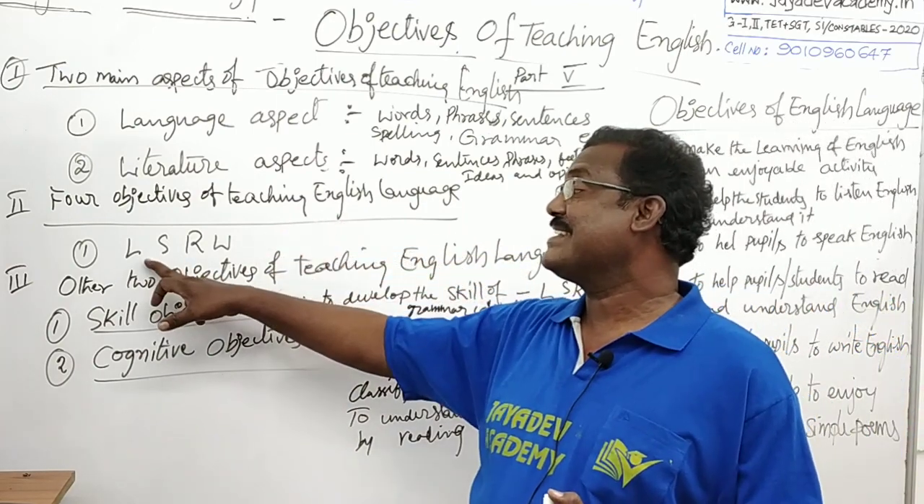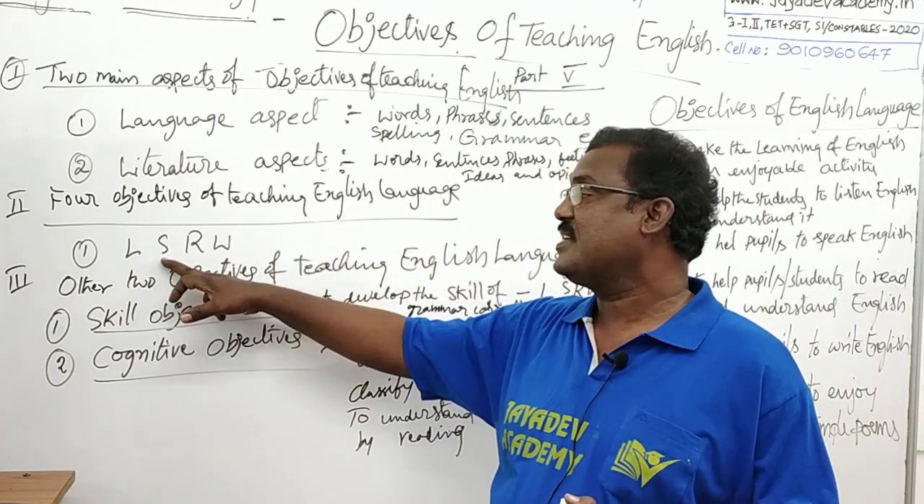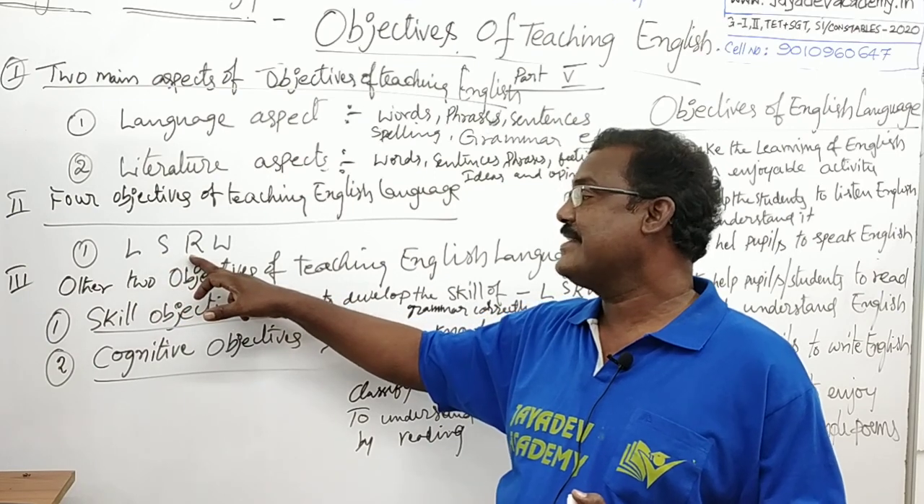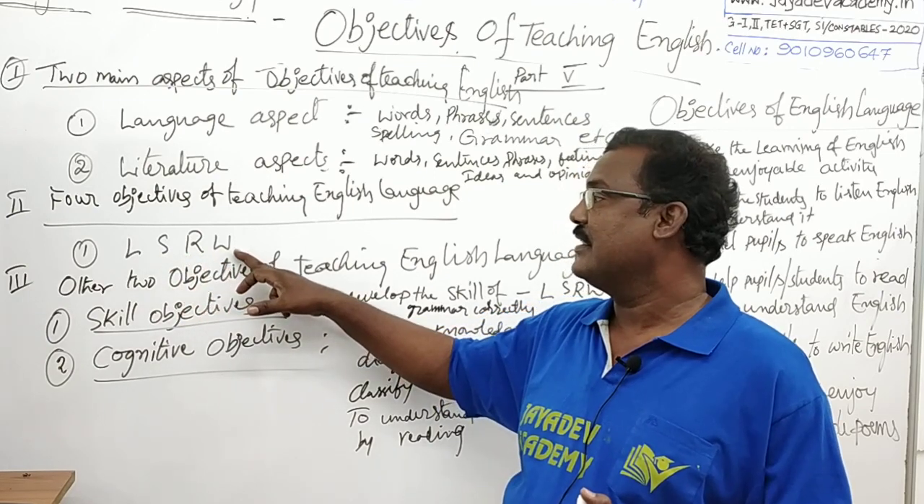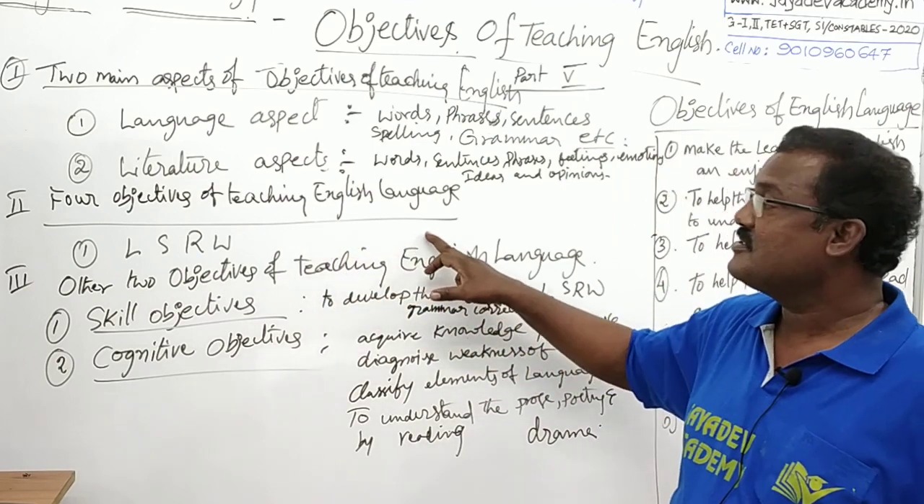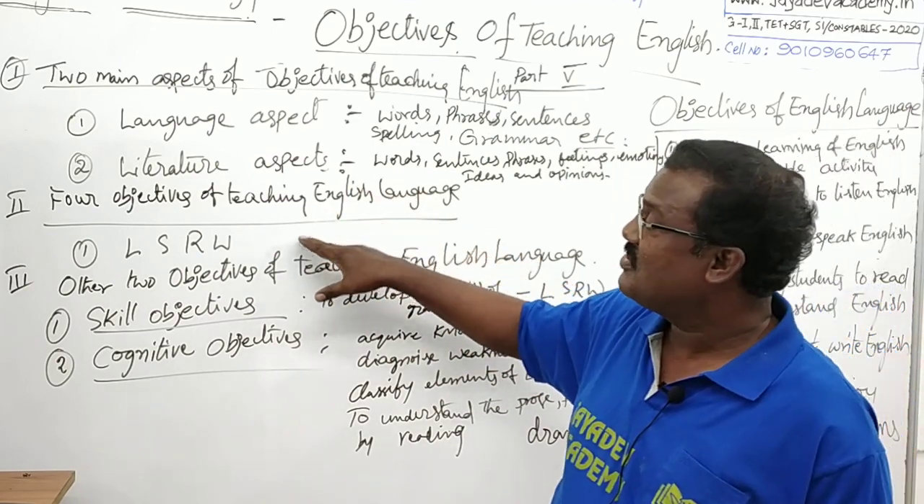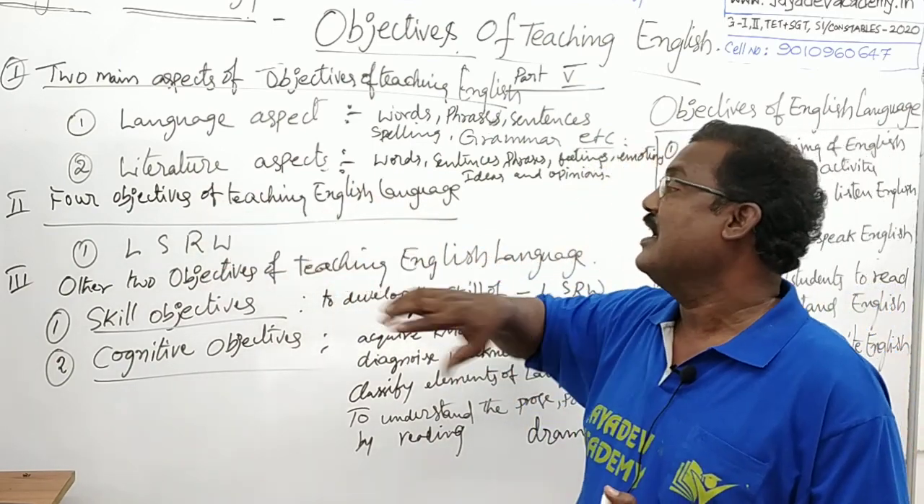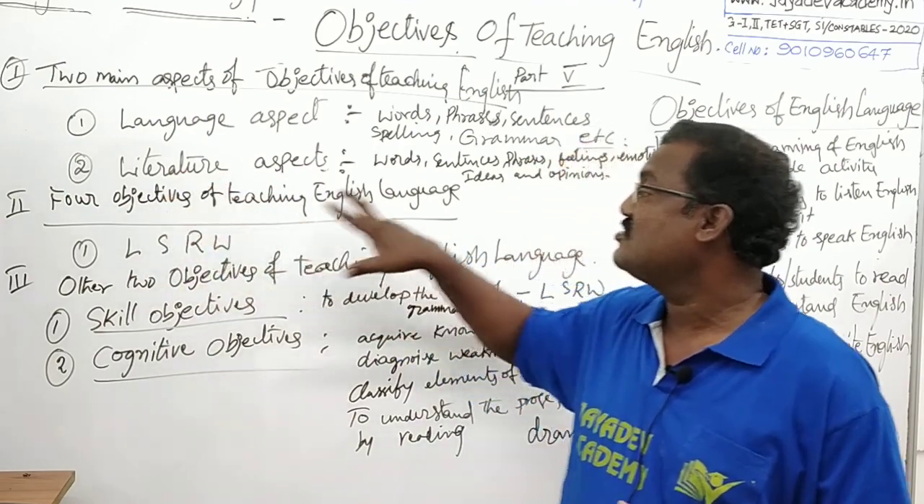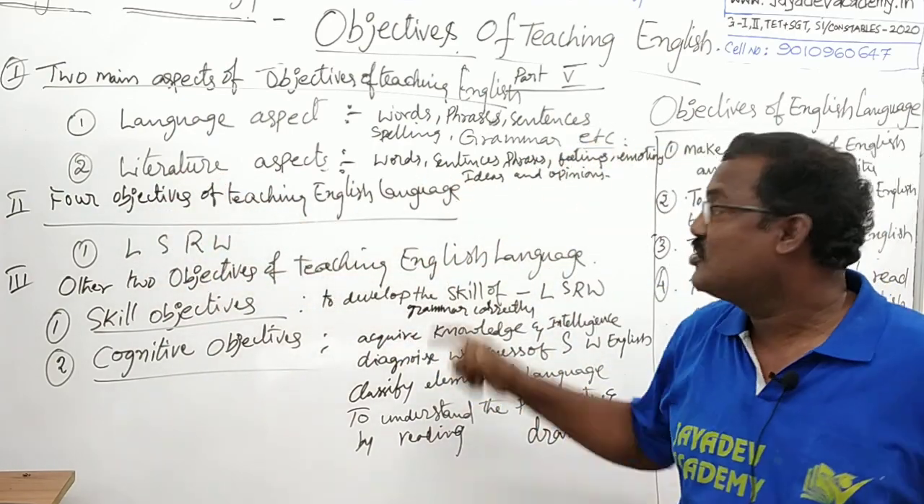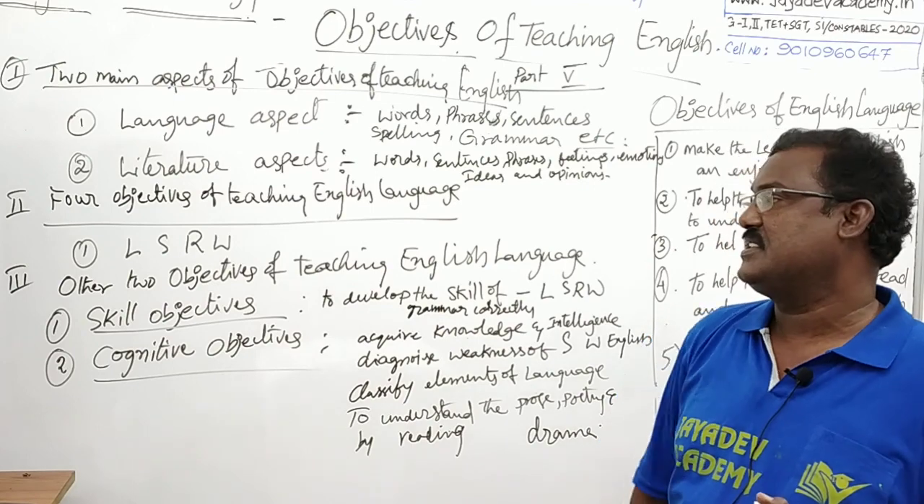Student's listening skill, speaking skill, reading skill and writing skill. These four skills we have to develop in students. Those are the four objectives of teaching English language to the students by the teacher.